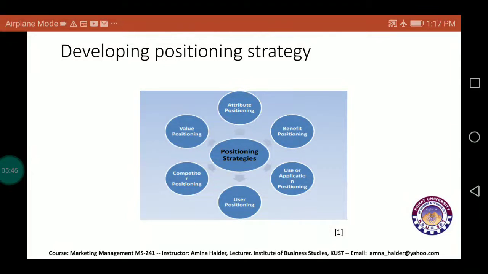The next is competitor positioning. In this category, business claim to be better in some product or services than a well-known competitor. For example, if we compare Thumbs Up against Pepsi, so that would create a competitor positioning.